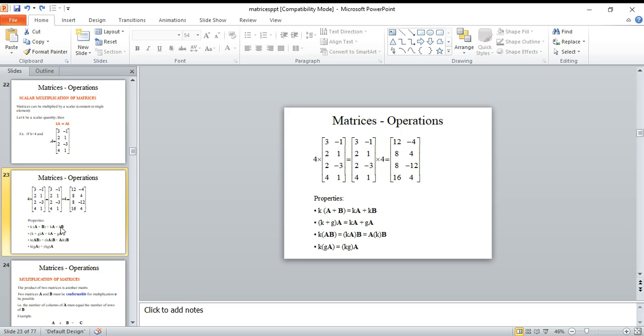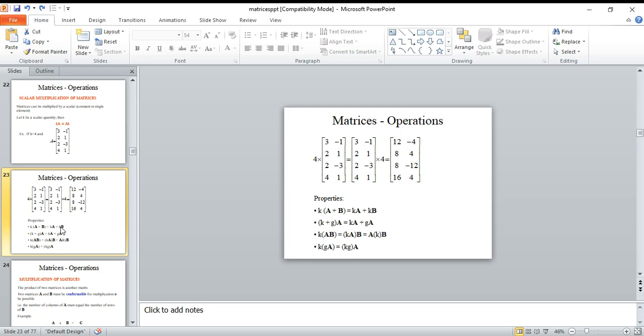4 into minus 1 is minus 4. Multiply 4 with every element in that matrix. That is, 4 into 3 is 12, minus 1 into 4 is minus 4. Next row: 2 into 4 is 8, 1 into 4 is 4, and the third row is 2 into 4 is 8, 4 into minus 3 is minus 12, 4 into 4 is 16, 1 into 4 is 4.